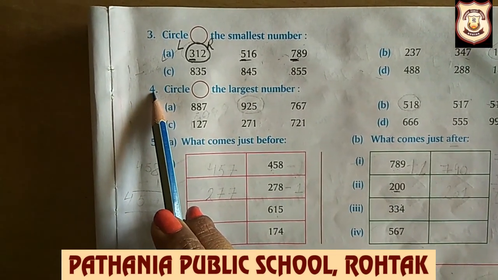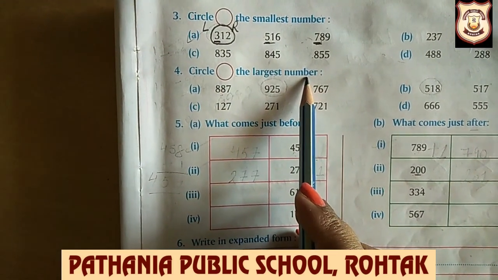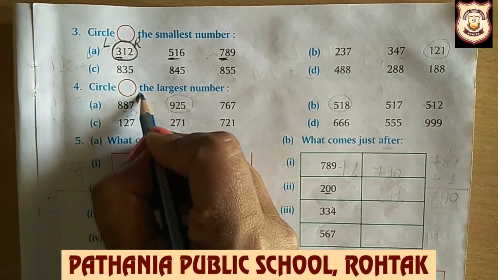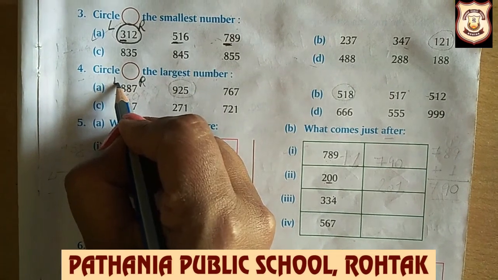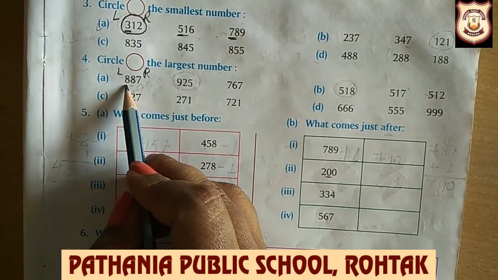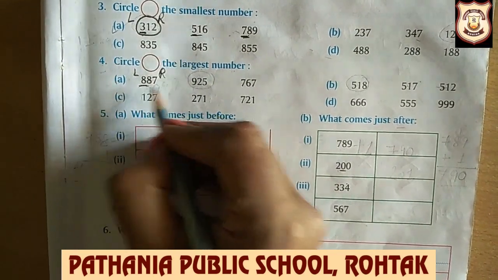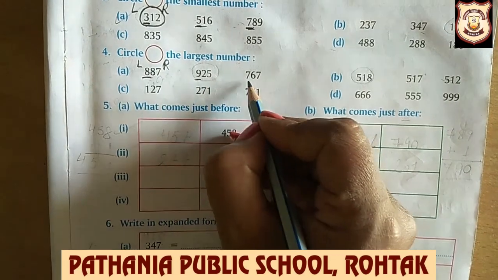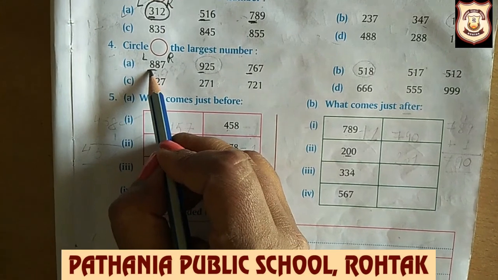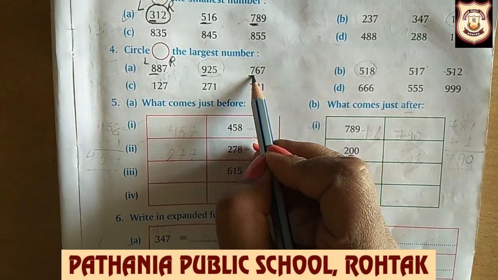Now in the 4th question it is asking to circle the largest number. The same pattern we will follow here also. Here again two sides are there, right hand side and left hand side. For finding the largest also we will move towards the left hand side. Again we will identify the left hand side's first digit in all the numbers. Like here it is 800, here it is 900 and here it is 700.